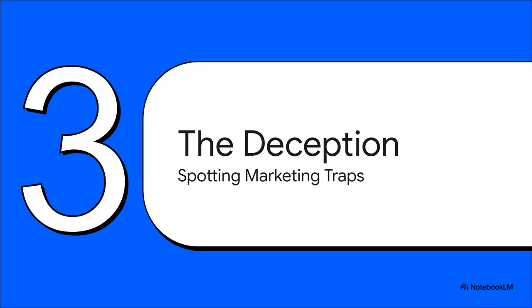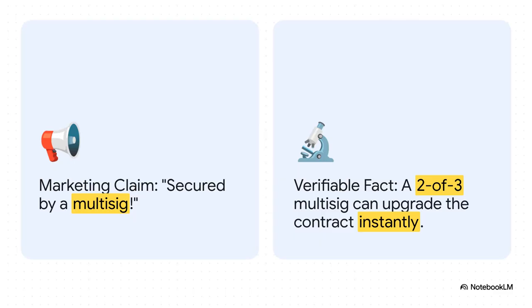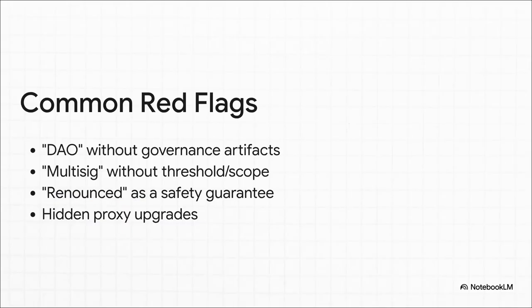Okay, so now you've got your investigative toolkit. Let's talk about how these very concepts are often twisted to mislead people. It's time to look at the deception, and I'm going to show you how to spot these common marketing traps from a mile away. I mean, this slide is the perfect example. The marketing claim on the left just says, secured by a multisig. Sounds pretty good, right? Safe, decentralized, but your investigation uncovers the verifiable fact over on the right. It's just a 2 of 3 multisig where all 3 signers are the founders, and oh yeah, they can upgrade the entire system instantly with no time lock at all.